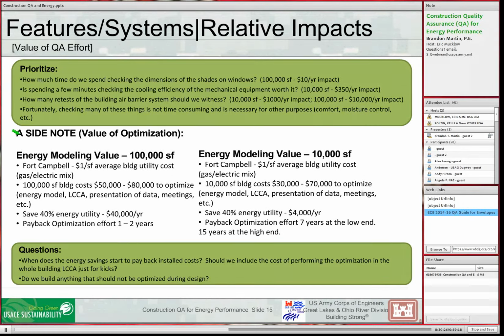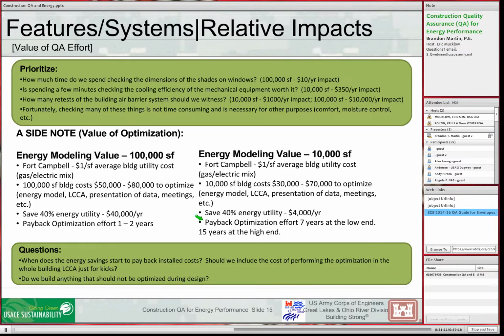Here's a side note. Not only do we need to worry about construction prioritization, we also ought to think about that in design. For a 100,000 square foot facility, my energy modeling might take $50,000 to $80,000 to optimize the facility. That might take 1 to 2 years to pay back, and that's before the equipment or the design or the construction itself starts to pay back. The same 10,000 square foot facility may cost $30,000 to $70,000 to optimize. It may take 7 to 15 years to pay that back, and that's before the construction actually starts to pay back. So there's obviously diminishing returns when we apply this optimization effort to smaller and smaller buildings.